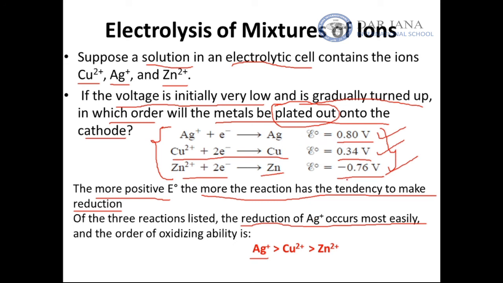When we say reduction, it means that it has oxidizing ability. So the oxidizing agent, as we said in the previous lesson, is making reduction. So Ag plus here is the strongest oxidizing agent. It has the highest ability for oxidizing. So the order is Ag plus greater than Cu2 plus greater than Zn2 plus.